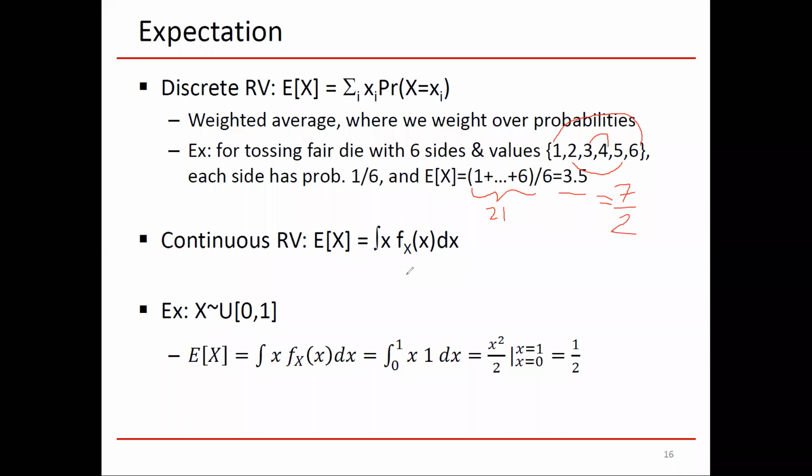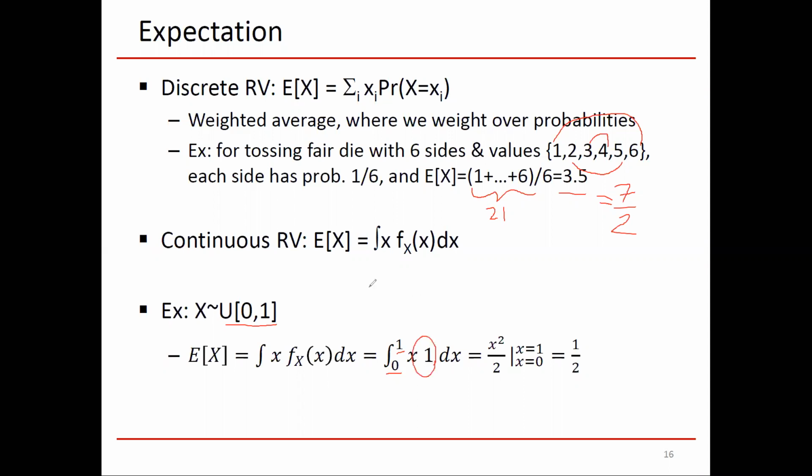For a continuous random variable, the expected value of x is an integral over the value x multiplied by the PDF f_X(x) dx. For example, if we have a uniform random variable between 0 and 1, the expected value of x is an integral over x f_X(x) dx. We're integrating from 0 to 1. Those are the ranges of this interval. We're integrating over x dx times the probability density function.